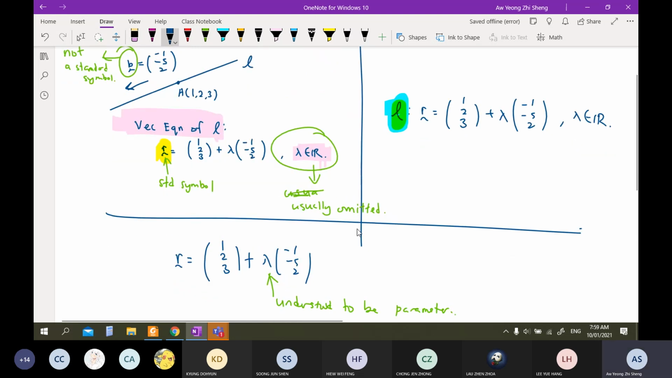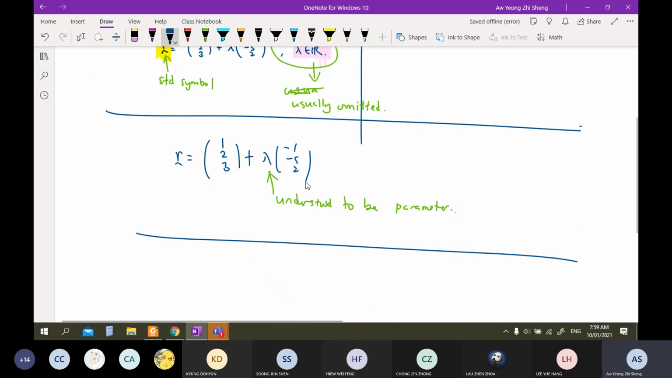But technically, it's of course better if you write lambda in R so that people will know that lambda is a parameter. But many of the exam questions, they just omit. And so whenever you see a vector multiplied by lambda or some other symbol, then that symbol will be understood to be a parameter.